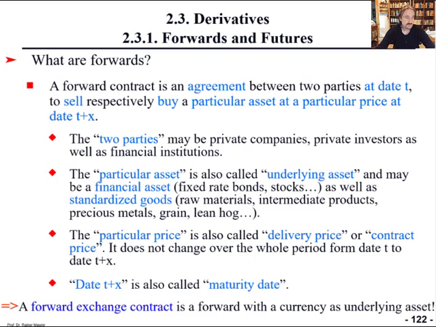So this means that a forward exchange contract, which we have discussed in the lectures before, is a forward with a currency as the underlying asset.